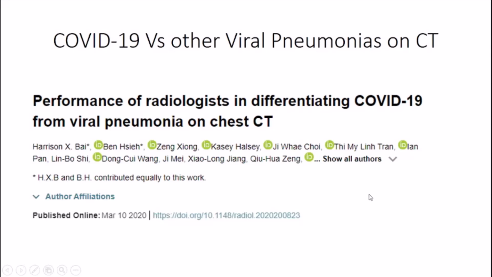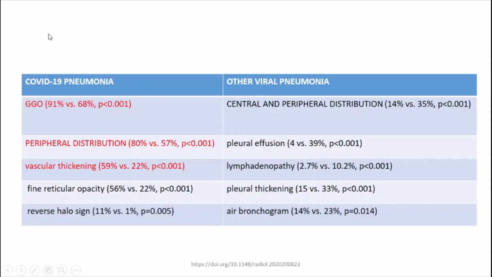They compared the performance of radiologists from China and the US in the ability to differentiate COVID-19 from other viral pneumonias. In this slide, I have summarized what they have found. These are the most important, statistically significant differentiating features between COVID-19 pneumonia and other viral pneumonias.